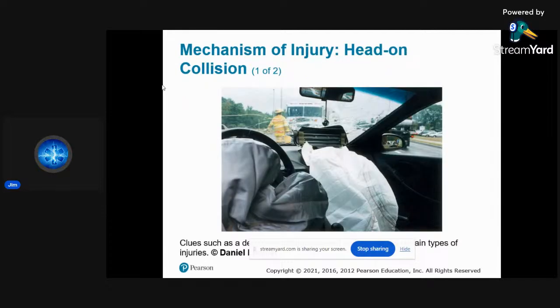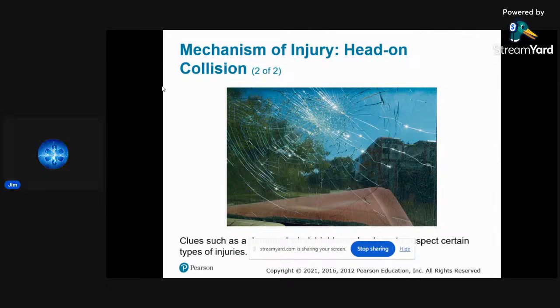Here's a nice picture of airbags. This is definitely a front end collision because you can see that the airbags are deployed. Here's a spidering in the windshield. Usually that's caused by someone's head hitting it.